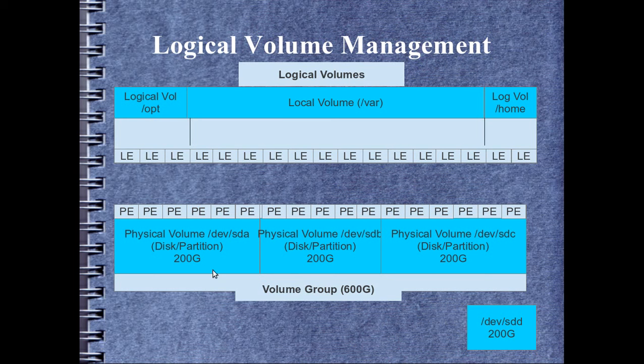What happens when this complete 600 gigs is used and you want to add some additional hard disk to it, or you want to increase it to 800 gigs? You can get a new hard disk, attach it to the server, you can mark it as physical volume, you can increase the size of volume group, and after the size of the volume group has been increased to 800 gigs, you can increase the size of any of these or all of these partitions by the required value, that we are going to see in the lab.